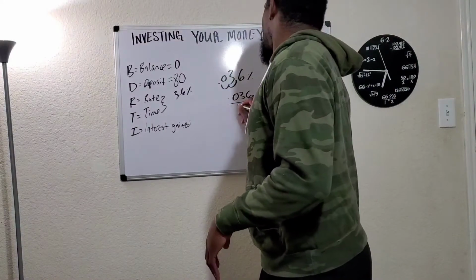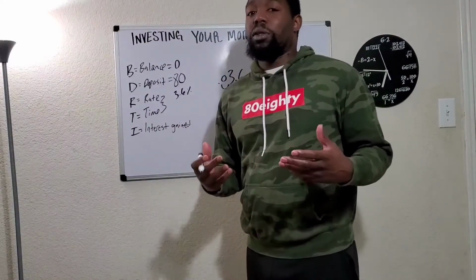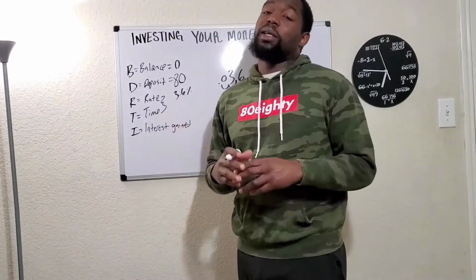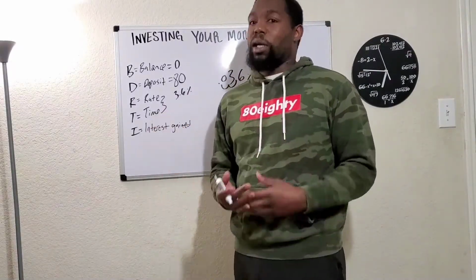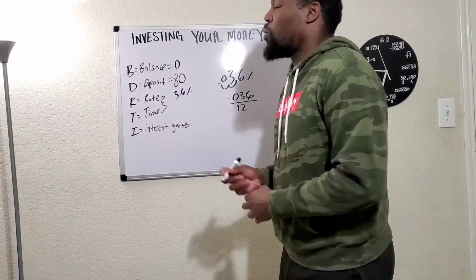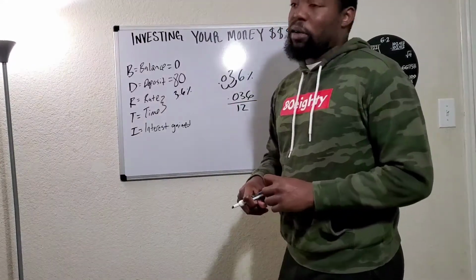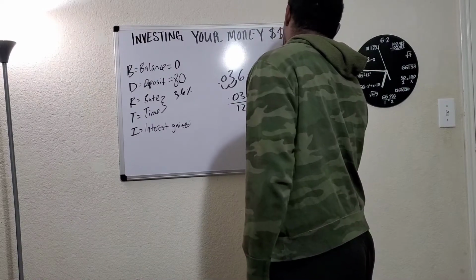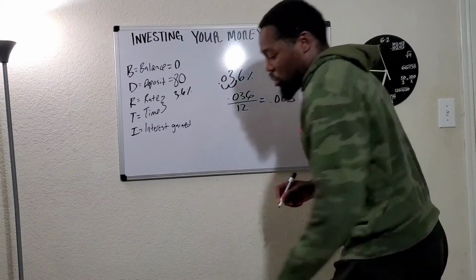There are 12 months. Now, I do want you to understand that it said monthly, but it could have said annually. It could have said bi-monthly. It could have said quarterly. But in this case, it said monthly. So we're dealing with 12 months out of the year. When you do this math right here, that is what your answer is.